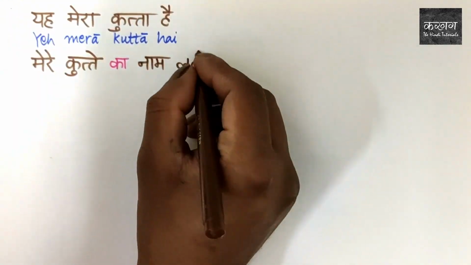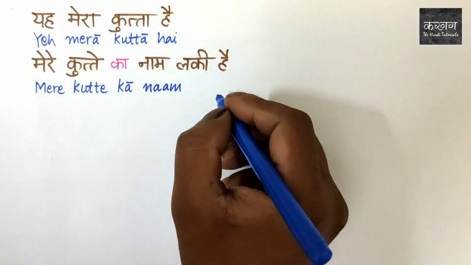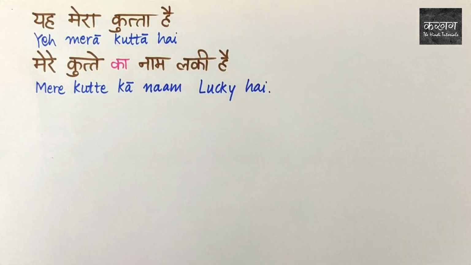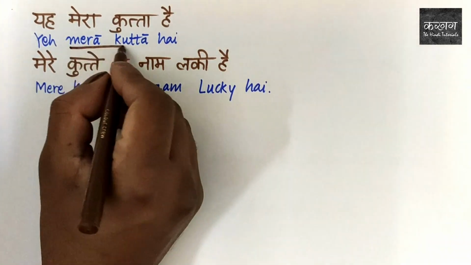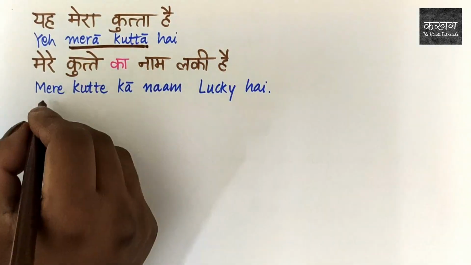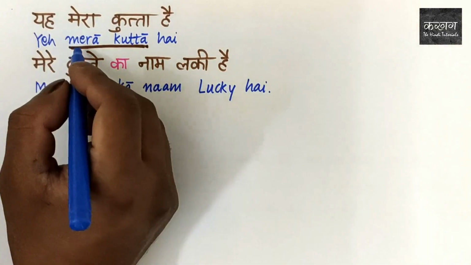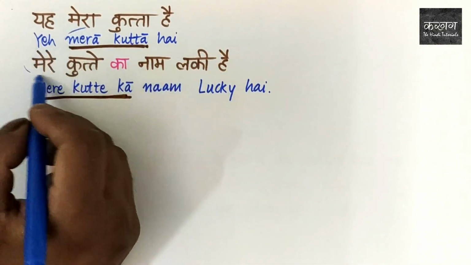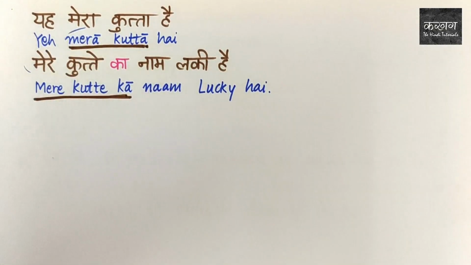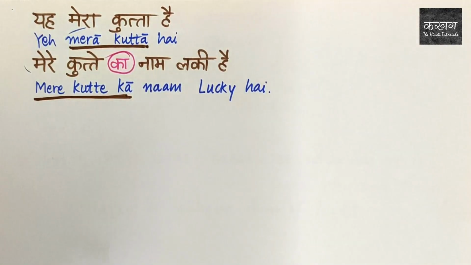मेरे कुत्ते का नाम Lucky है. The name of my dog is Lucky. What just happened? We used मेरा कुत्ता in the first sentence. But in the second sentence, we said मेरे कुत्ते का. Why did मेरा कुत्ता become मेरे कुत्ते? Because of the presence of the word का. Because of the presence of the post position.